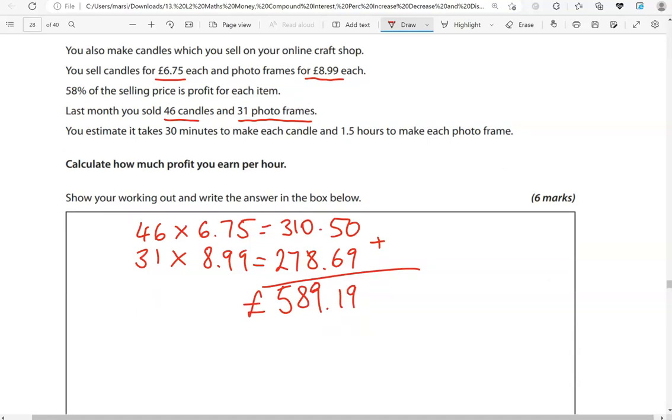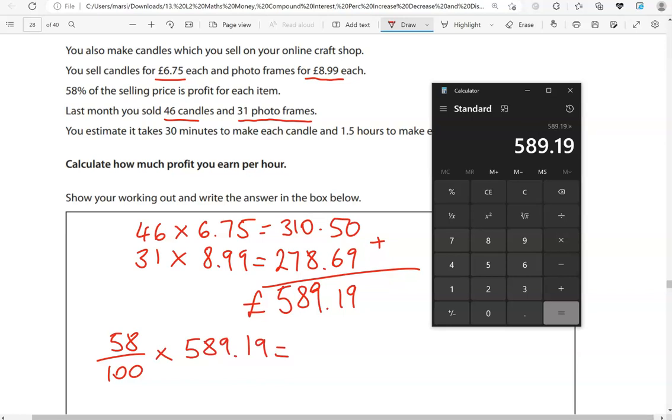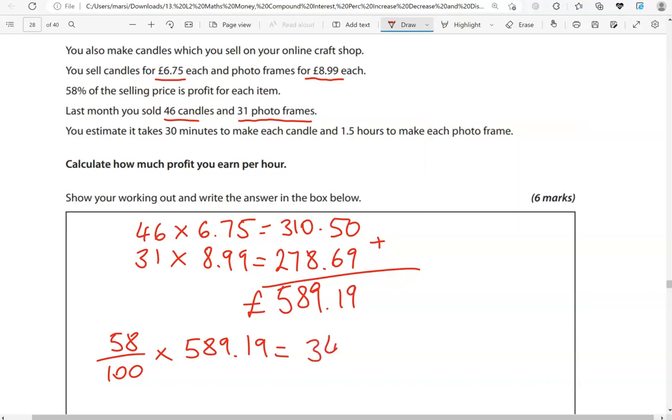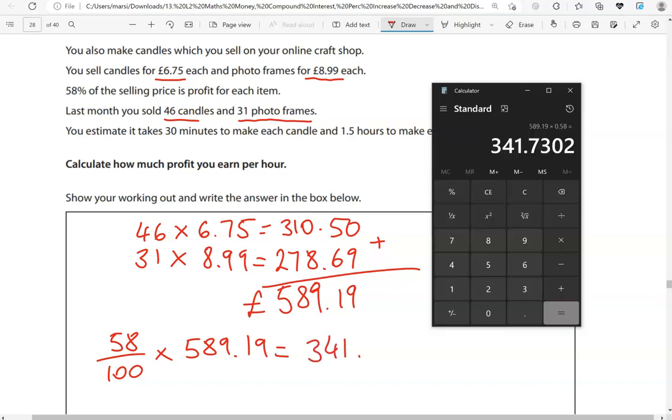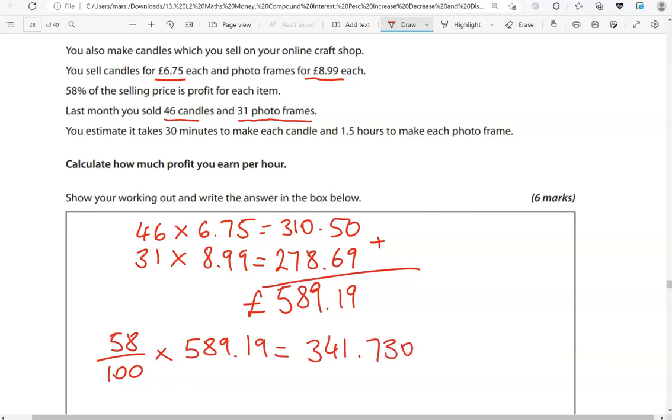58% is profit, so 58 out of 100 of 589.19 gives us 341.7302. Now that is profit.